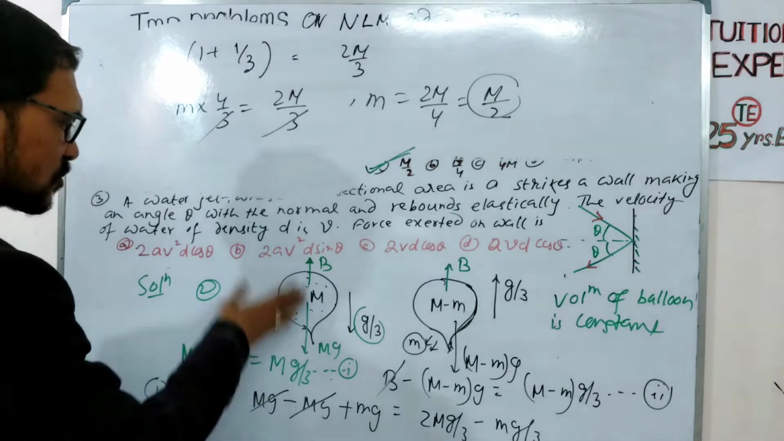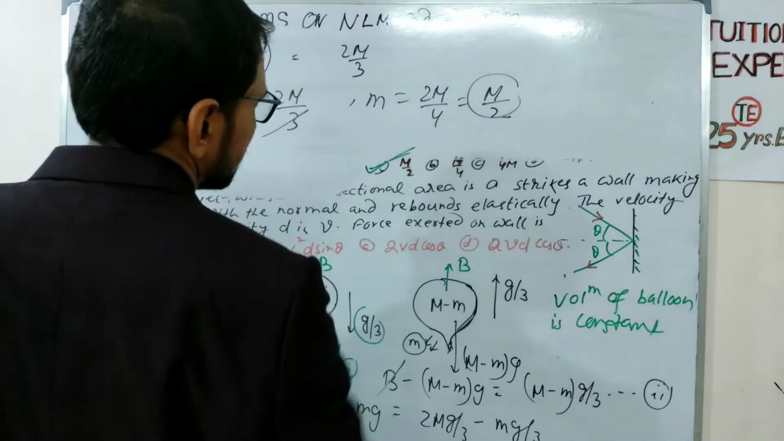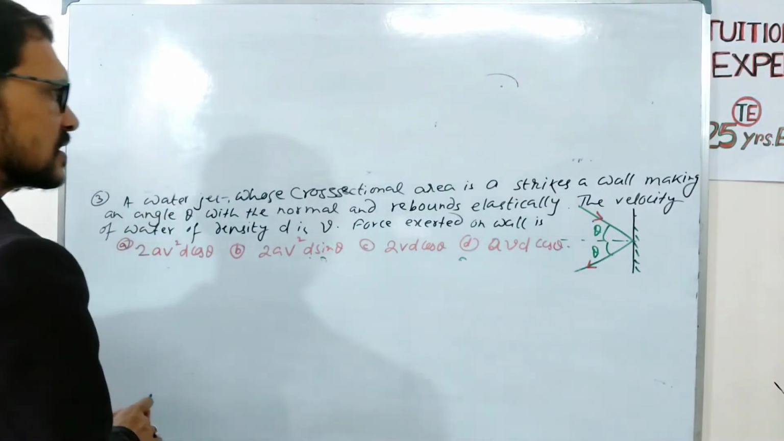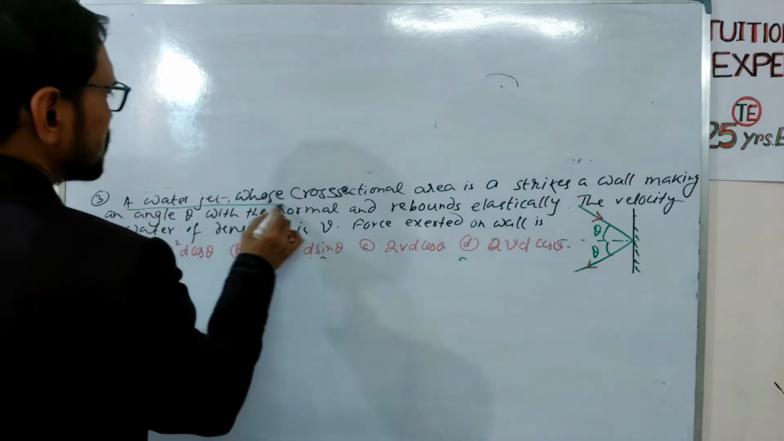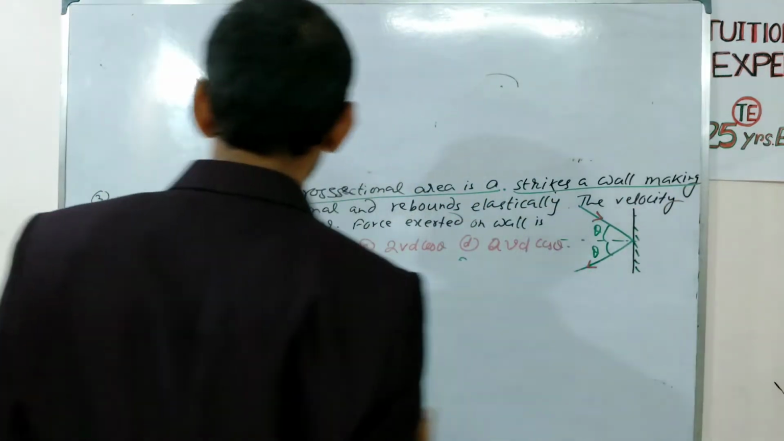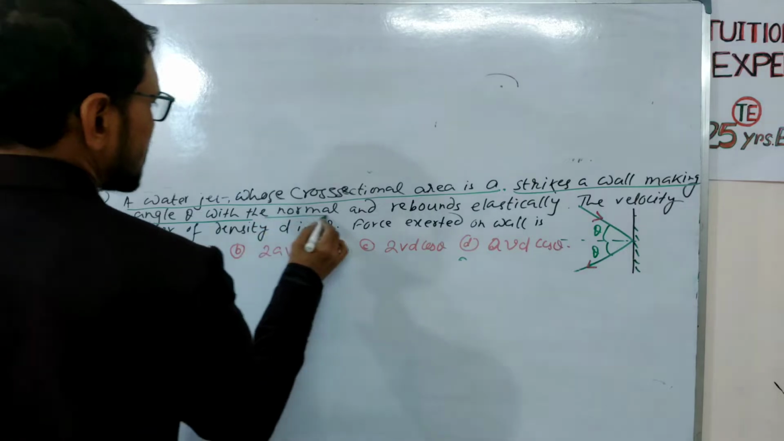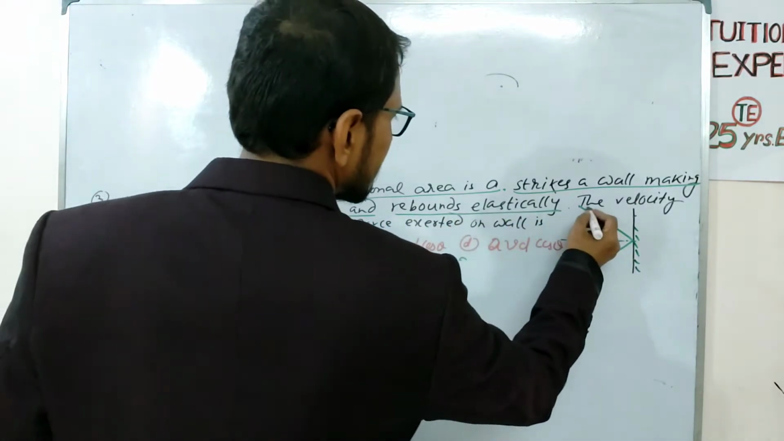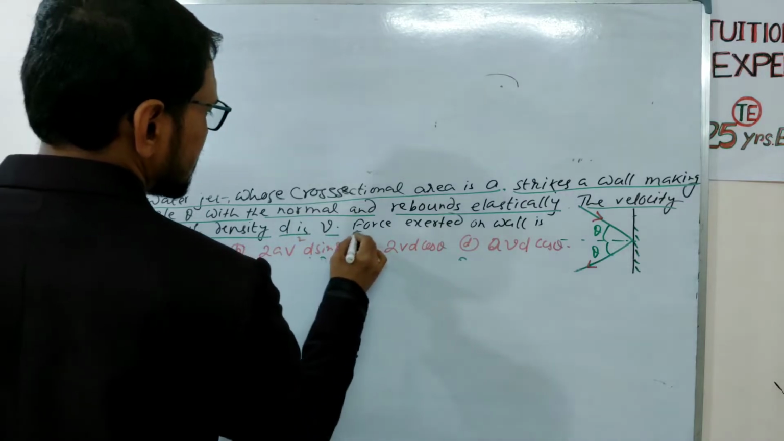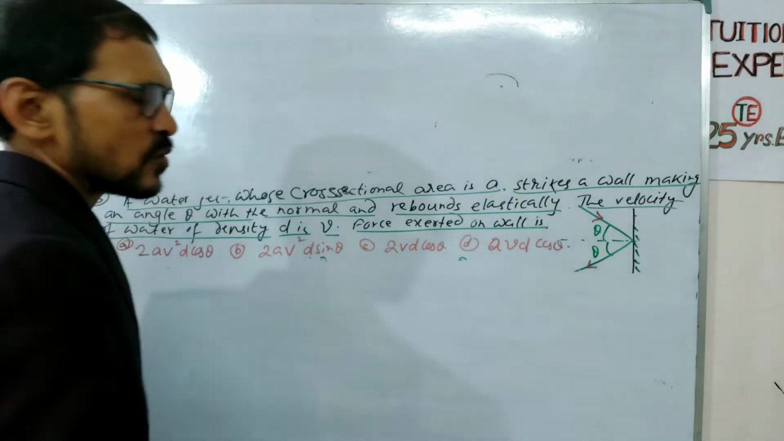So write the equation of motion. You get the value of m. Next question is, a water jet whose cross section area is a strikes a wall making an angle theta with the normal and rebounds elastically. The velocity of water of density d is v. Force exerted on wall is what?